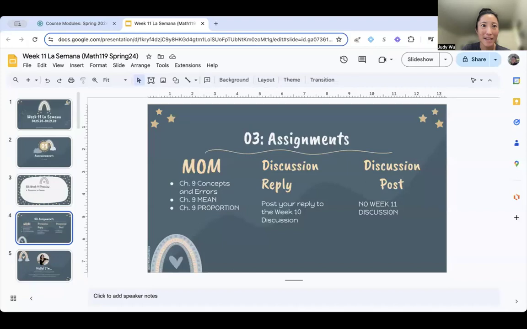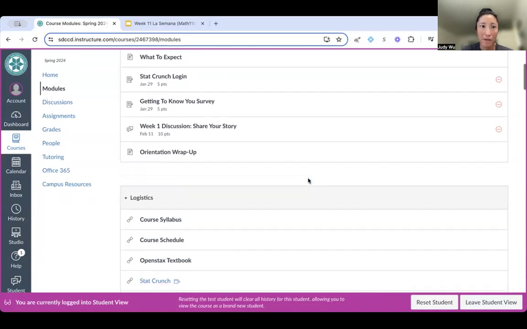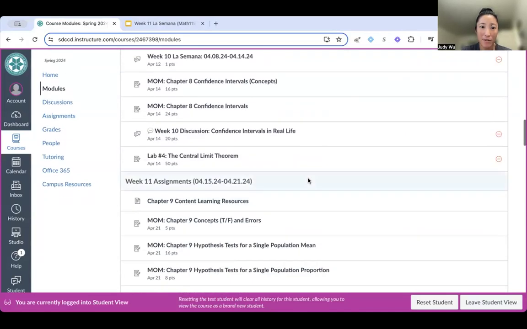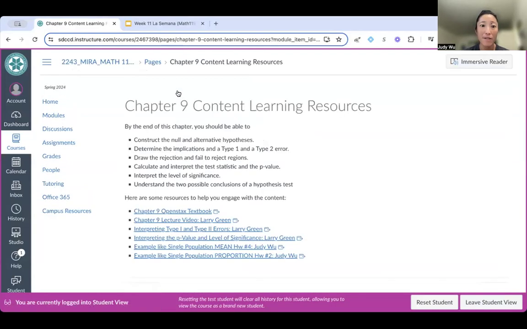Now, let me go ahead and show you the resources for this week. So this is kind of what your Canvas shell looks like. And so we can scroll down to week 11. And if you go to the chapter 9 content learning resources, again, I've got the textbook link. I've got links to a bunch of videos with Larry Green, and I think he does a really great job talking through those examples. Now, he uses the TI-84, I believe. So if you have a graphing calculator, I think watching his videos is probably going to be way more helpful.